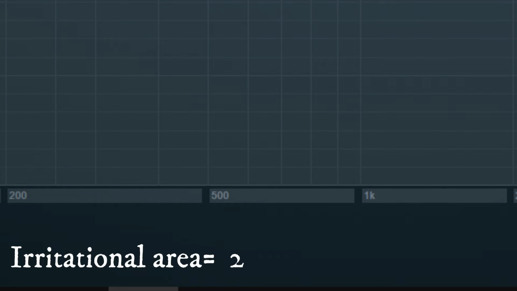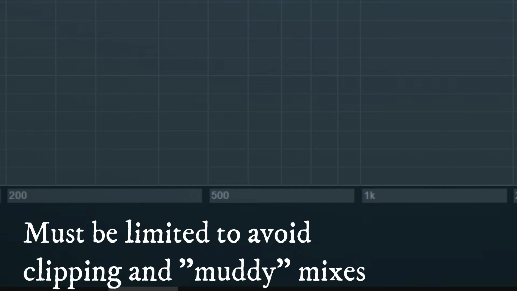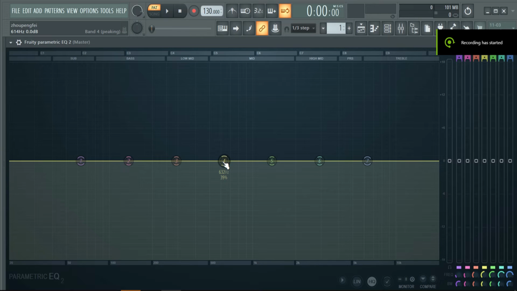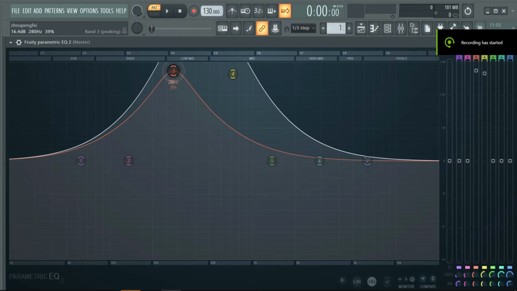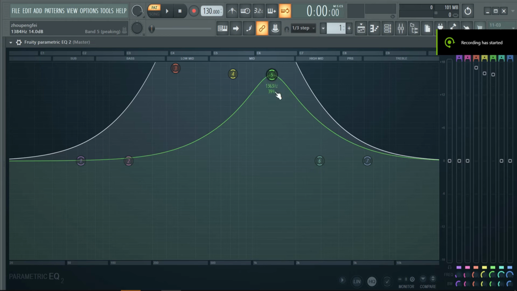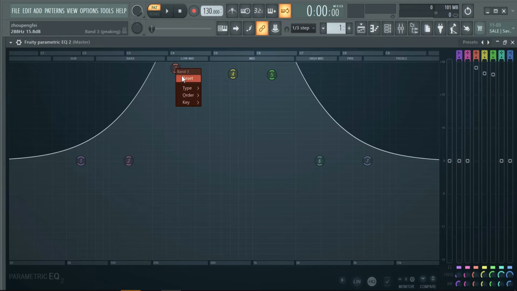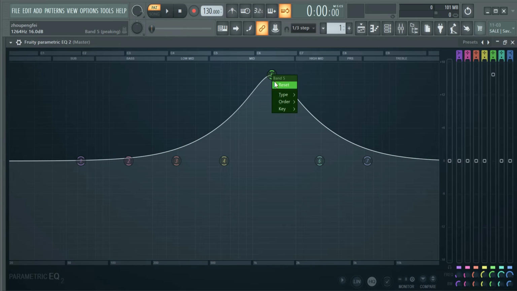There is something called the irritational area, which usually means a note that's playing around 200 to 800 Hz. This is the main culprit area for muddy sounding mixes, hence the term irritational area. Most frequencies around here can cause what are called psychoacoustic problems. If too many sounds in a mix play in this area, a track can sound annoying to listen to. Most people won't be able to identify the exact issue, but would be able to tell that something's off.